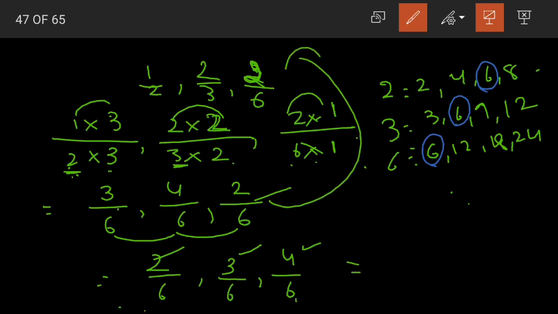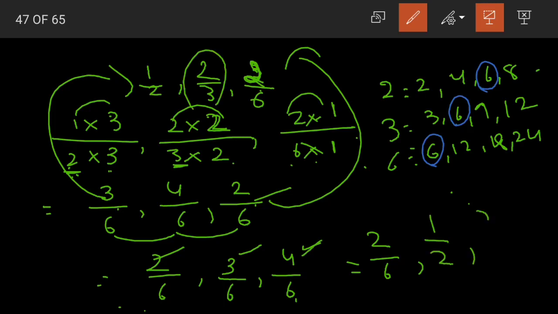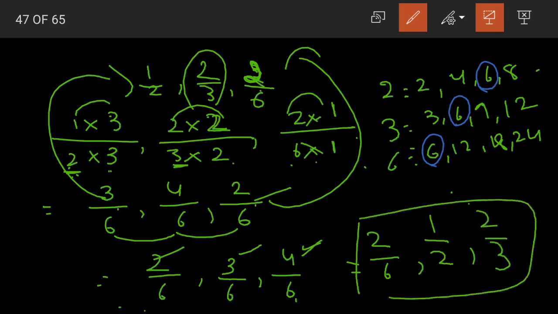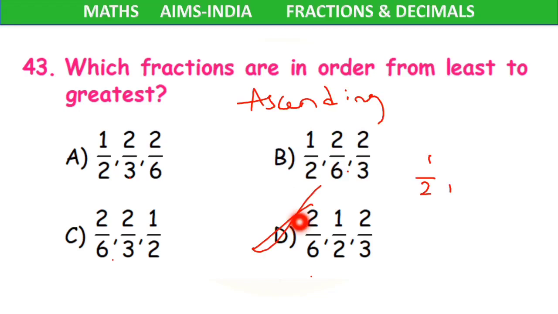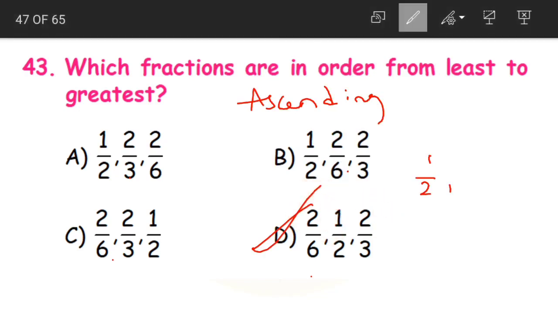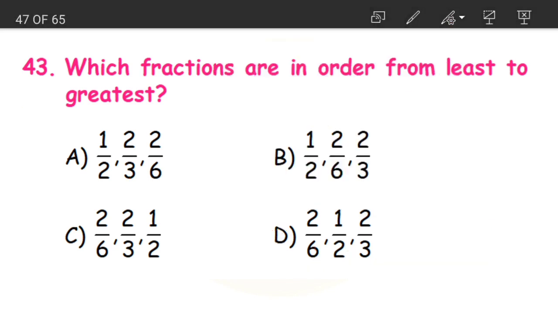We have to write the original fractions. 2 by 6 was 2 by 6 only. Then what was 3 by 6? 3 by 6 is nothing but 1 by 2. And 4 by 6 is nothing but our 2 by 3. So this is the correct order from least to greatest. What is it? 2 by 6, 1 by 2 and 2 by 3. That is option D. And the fractions arranged from the greatest to the least would be 2 by 3, 1 by 2 and then 2 by 6, the opposite order. Yes, I hope this is clear.